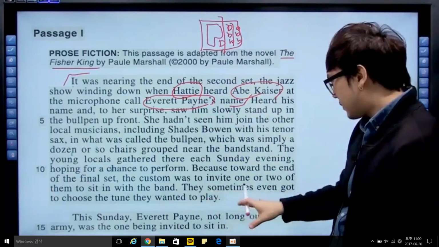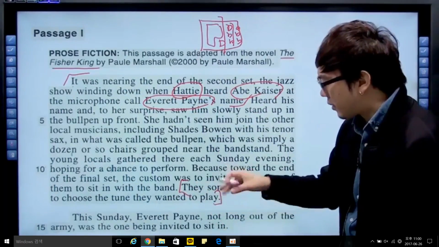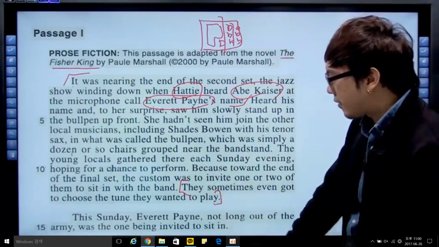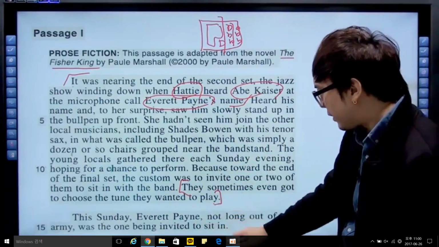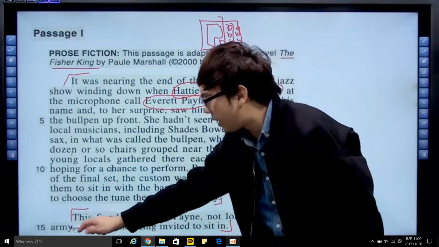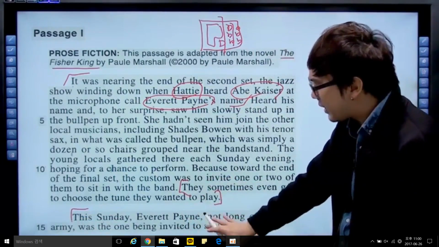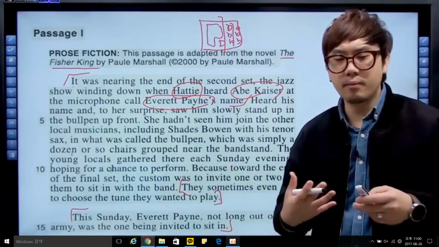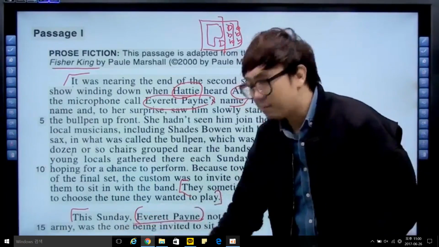And then they sometimes even got to choose the tune they wanted to play. I don't know who they are, but they got to choose which tune to play. And then the second paragraph, this Sunday, Everett Payne, not long out of the army, was the one being invited to sit in. So I guess this guy, Everett Payne, who just was discharged from the army, was invited to sit in and listen to the songs, or to sit in to play with them, whichever it is, okay? So Everett Payne, I guess, is the main character.